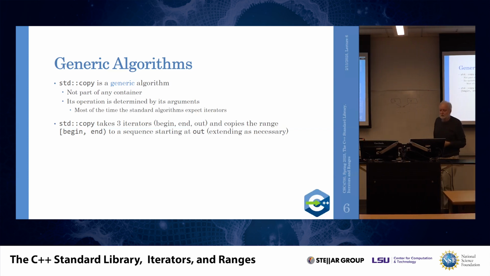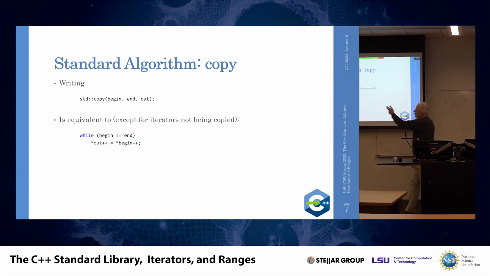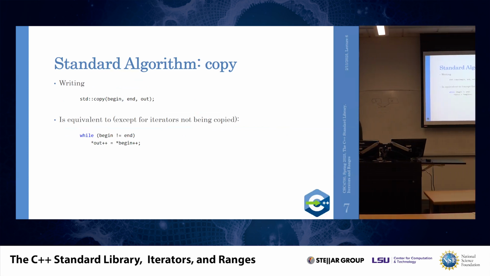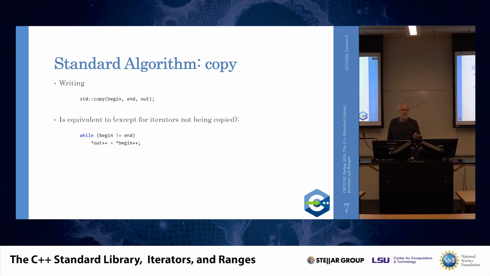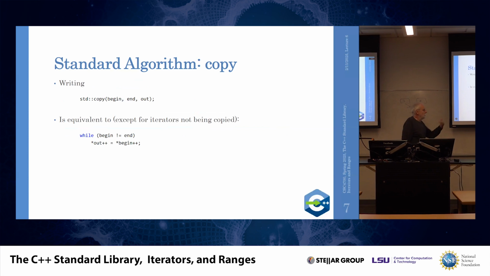So copy is invoked with three arguments like this. You write copy begin, end, and out, where begin and end mark the sequence you want to copy, and out marks the beginning of a new sequence.